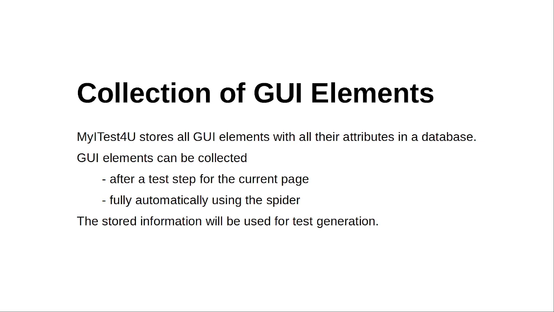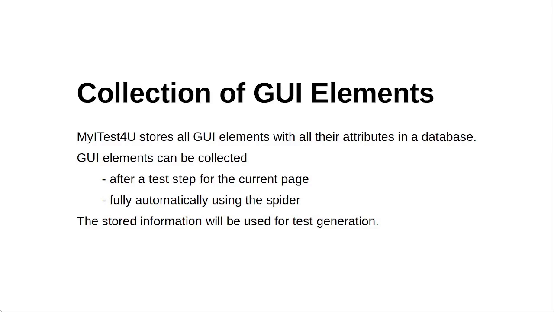This can be done for the current page after a test step, or it can be done fully automatically by using the spider. The spider will collect all the GUI elements of all reachable pages of your web application fully automatically. The stored information can then later on be used to create and generate tests.